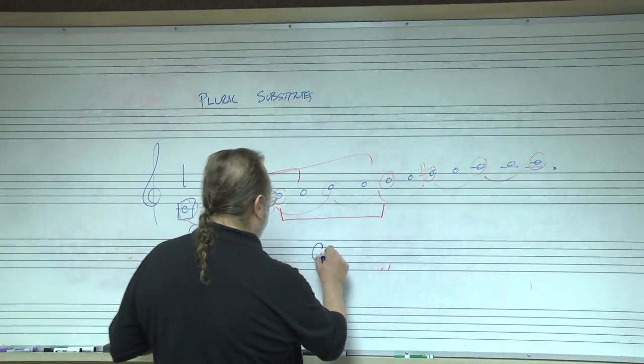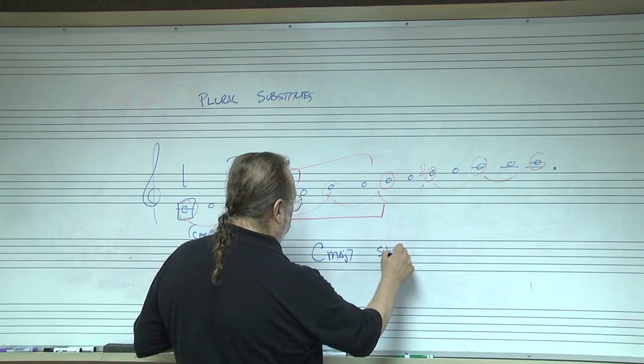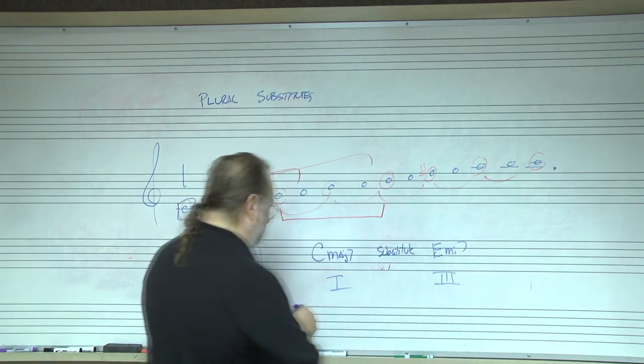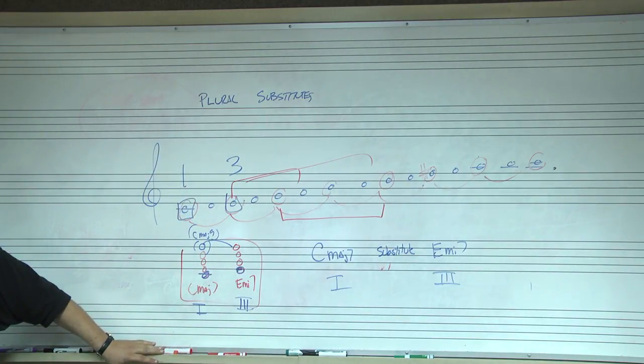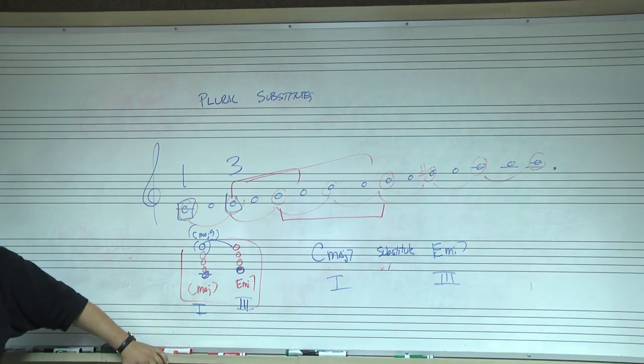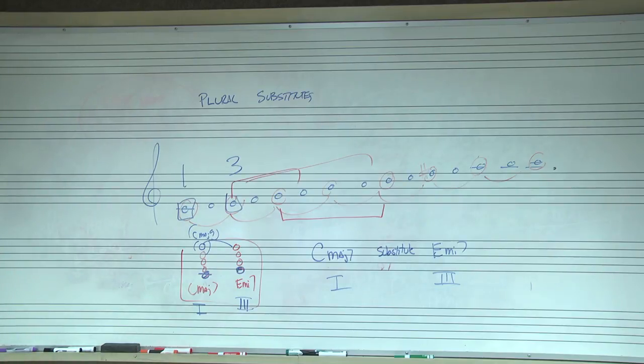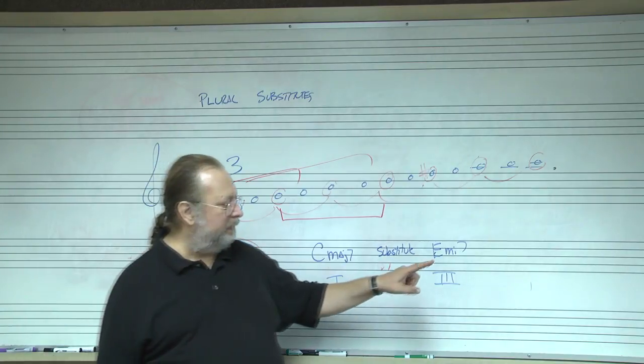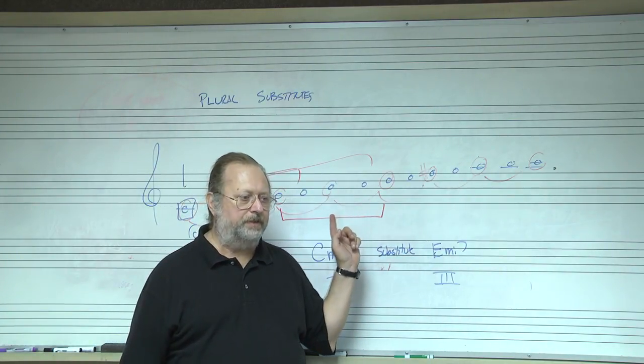So if I have a C major 7, you can take these chords that are close to each other in the stack and substitute one for the other pretty easily. Here's what it sounds like. Take a C major 7, and the next time around they'll go to an E minor 7 instead, because it's the plural substitute of the C major 7.